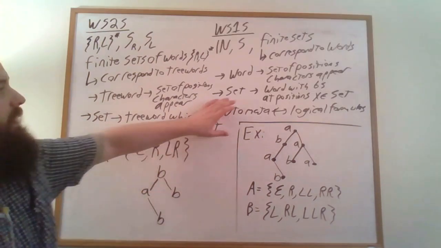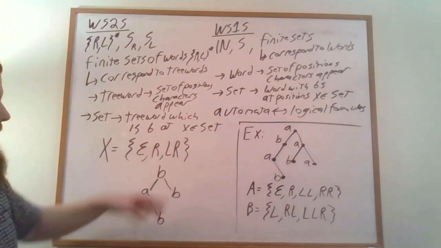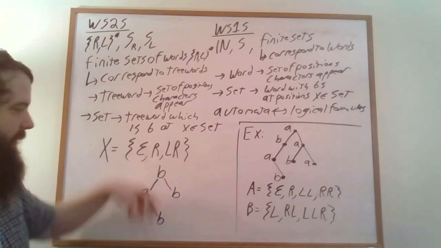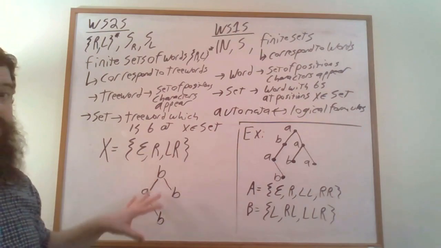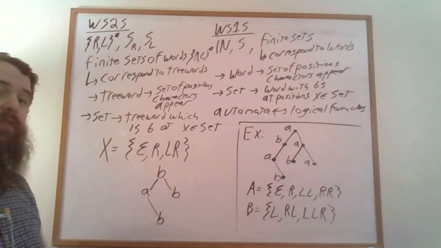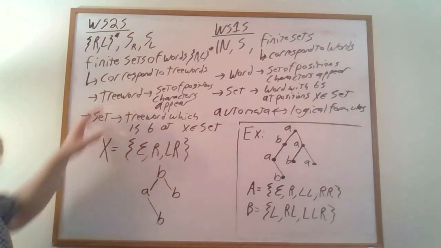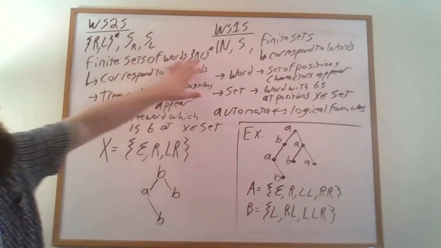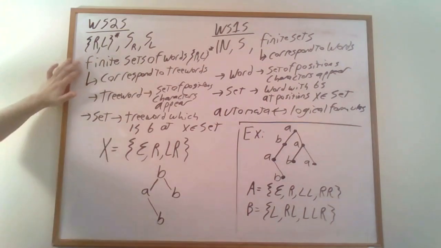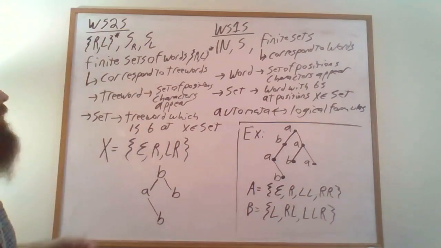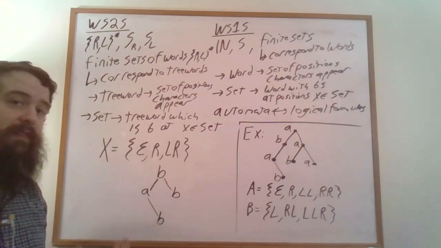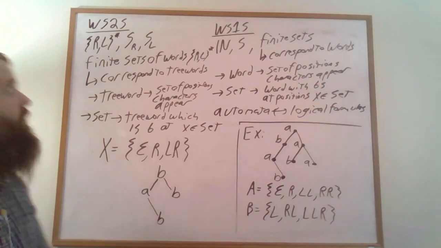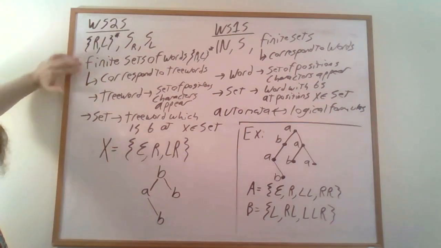And again, just like in the case of weak S1S, we want everything to end with B's. We don't want there to be extra A's dangling off the end of this representation here. And because we have this translation back and forth between tree words and sets of words on the characters R and L, the second order elements of weak S2S, we can translate back and forth between tree automata, which reason about these tree words, and logical formulas in weak S2S, which reason about these finite sets of words.